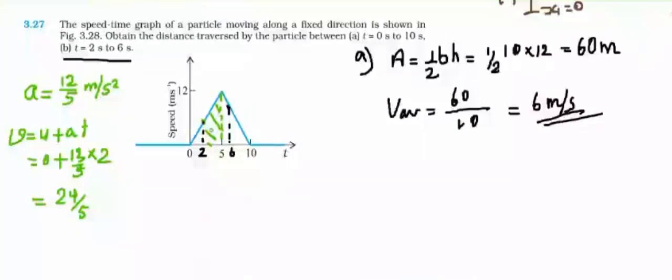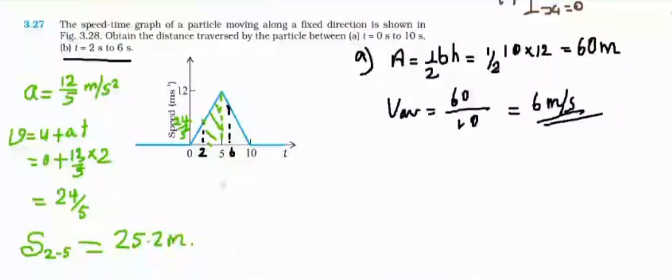So now take the area of the trapezium. Height here is 24 by 5, and the height of the second side is 12, and here 3 is the height of the segment. So calculate the value. From 2 to 5 seconds, you will get the answer around 25.2 meter.